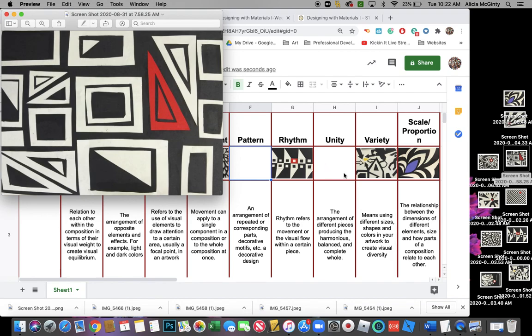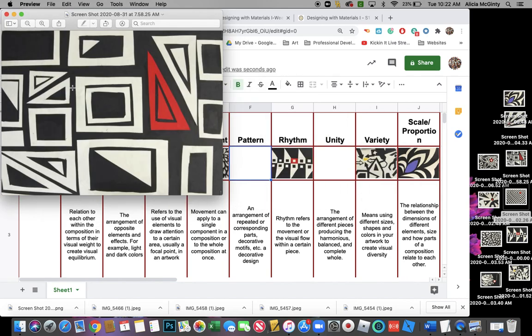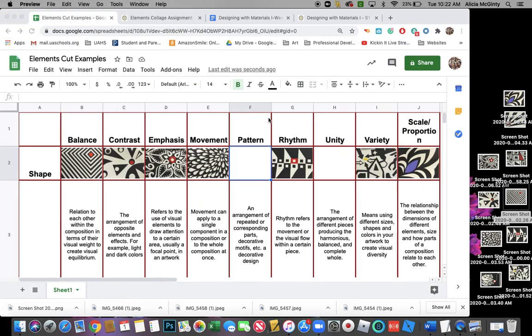Again, a lot of these have strong patterns. For example, this one has a strong pattern. I just felt it fit into the balance better. So I'm going to put this one into pattern.